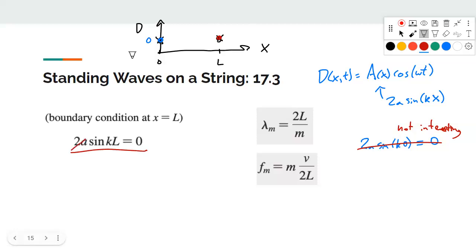The 2a goes away, and we find that sine of KL has to equal 0. So KL has to be at one of the angles where sine is 0. So that happens here, that happens here, that happens here. Every multiple of pi over 2.